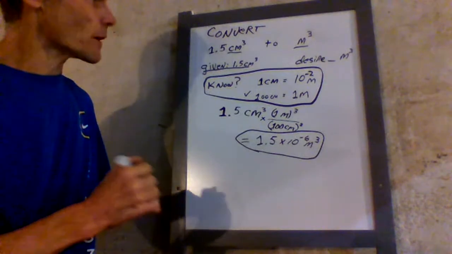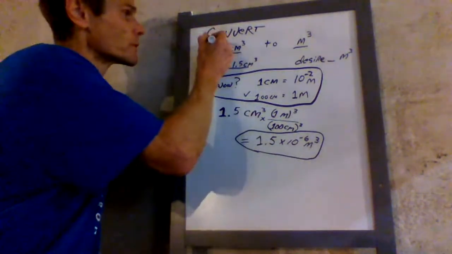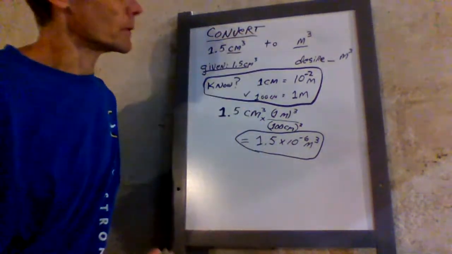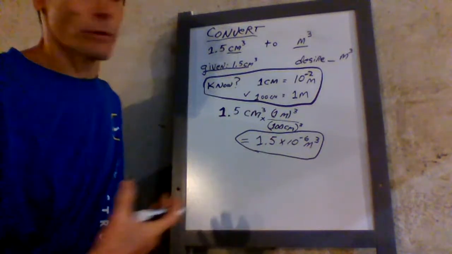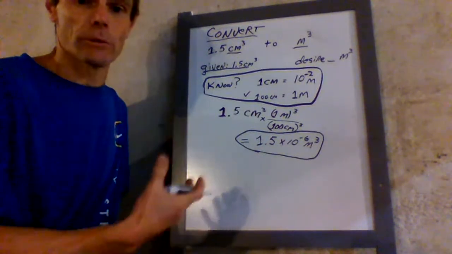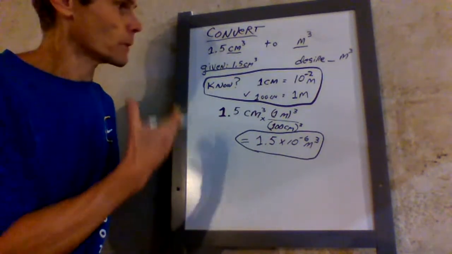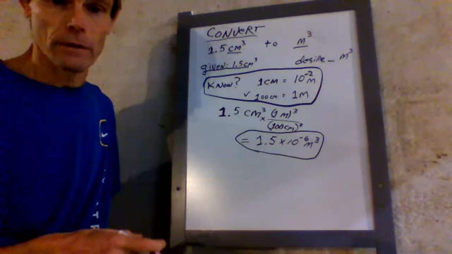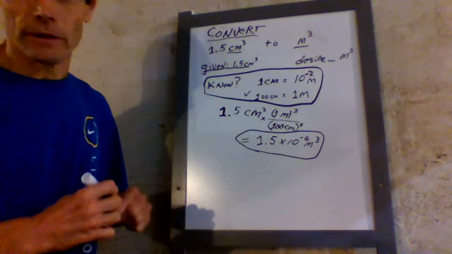So that's how we can do conversions involving exponents. In this case, it's similar to what we would do for a volume when we're cubing a length. So this is how we solve that type of problem.